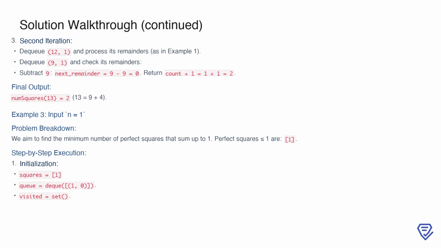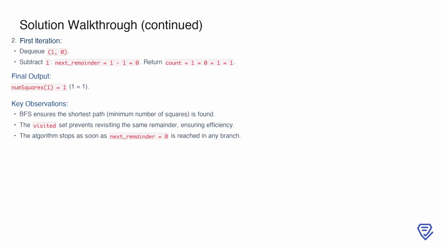For a simpler example, consider the input n equals 1. Here, the only perfect square less than or equal to 1 is 1. We initialize the queue with (1, 0), and an empty visited set. For n equals 1, we start by dequeuing (1, 0). Subtracting 1 from the remaining sum of 1 results in 0. Since we've reached 0, we stop and return the count of squares used, which is 0 plus 1 equals 1. Thus, the minimum number of perfect squares that sum to 1 is 1, and the square is simply 1.